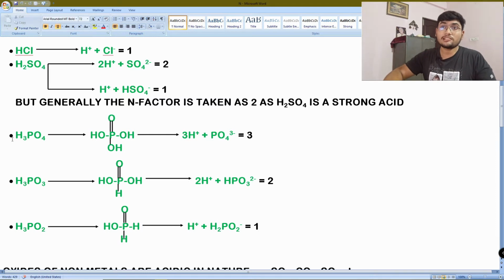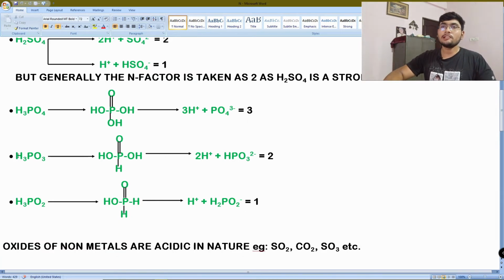As you can see in H3PO4, the structure is somewhat like this. You see that 3 hydrogens are attached to oxygen. These hydrogens are quite easy to be liberated as H plus ions. So this H3PO4 in water will liberate 3 H plus ions. That's why, as you can see in the reaction also, the n factor is 3.